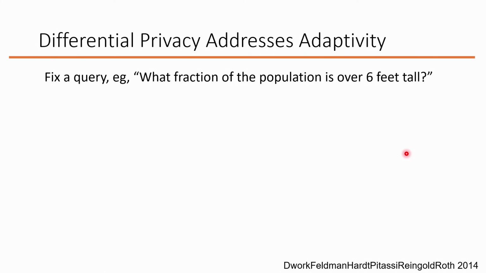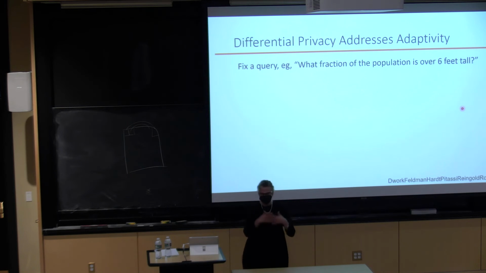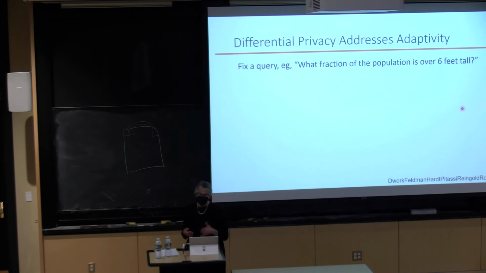So let me give you some intuition for why this is the case. Let's fix a query. Say, what fraction of the population is over 6 feet tall? This is a fixed query. In proper methodology, once I know what I want to ask about, I then go off and recruit a data set, and then I test my hypothesis on this recruited data set. So since this is the first query, there's no opportunity for adaptivity.